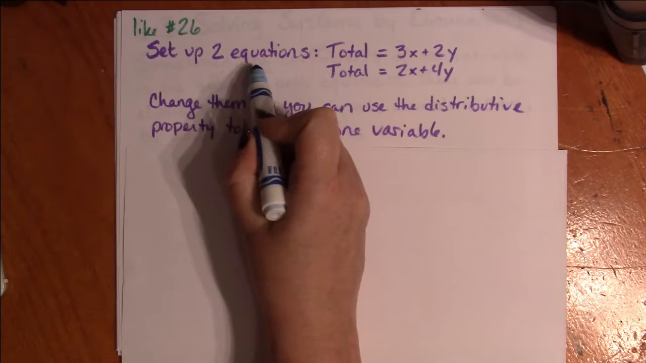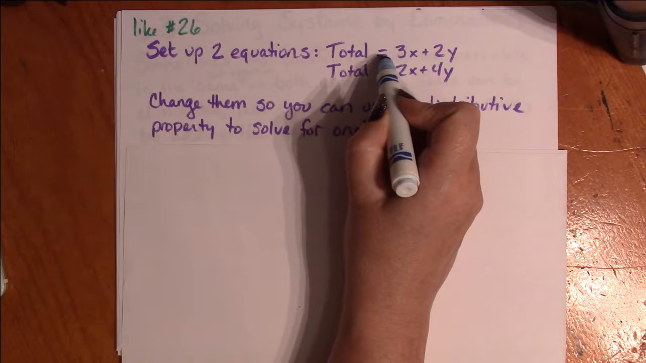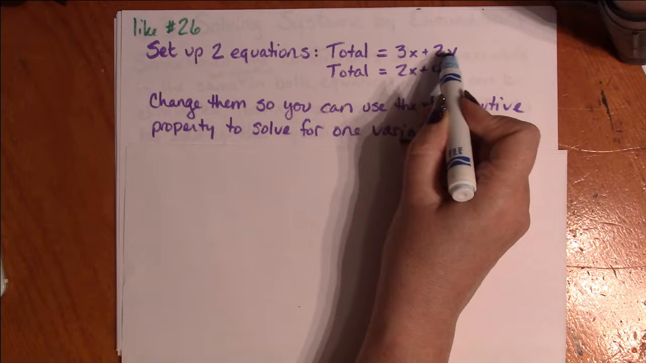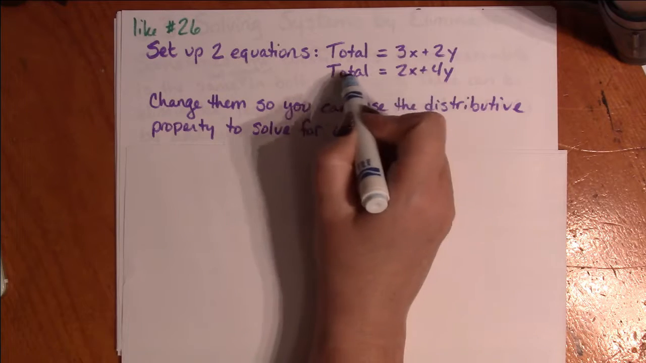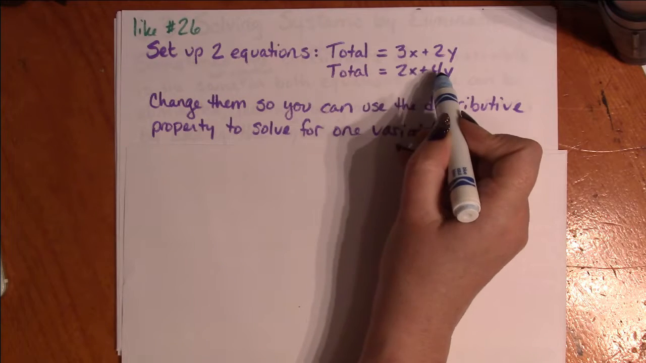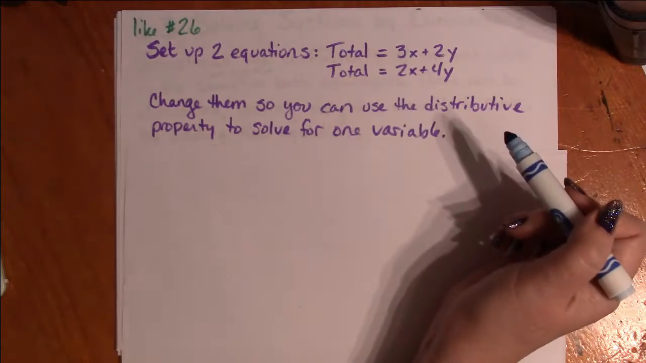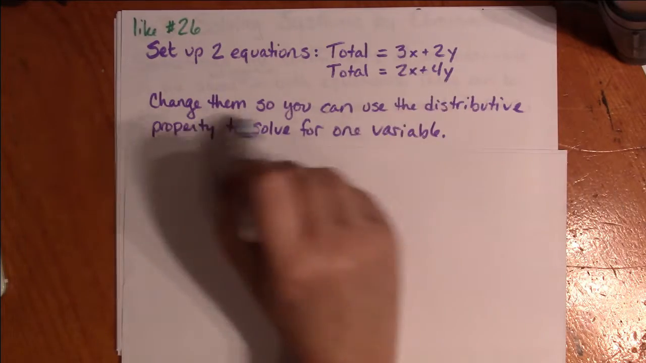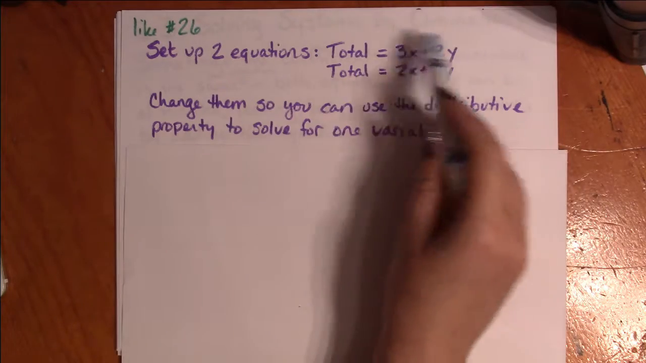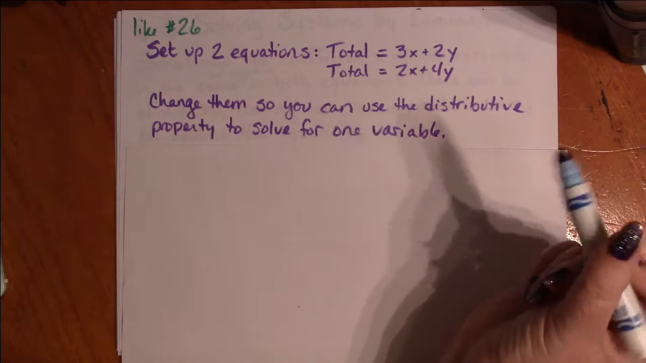Number 26, you're going to set up two equations. You're going to have your total price. It's going to equal 3 times the popcorn price plus 2 times the drink price. And the other total is going to equal 2 times the popcorn price plus 4 times the drink price. And you're going to have to solve either for X or Y. You're going to change them so that you can use the distributive property to solve for one of the variables. That's what I would recommend is the best way to go about solving a problem like this.